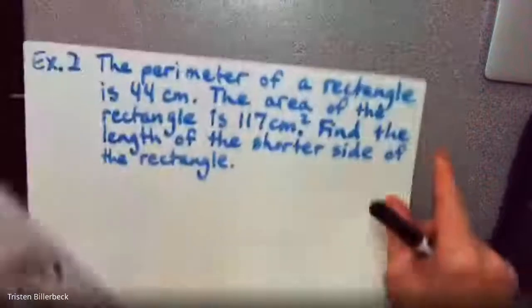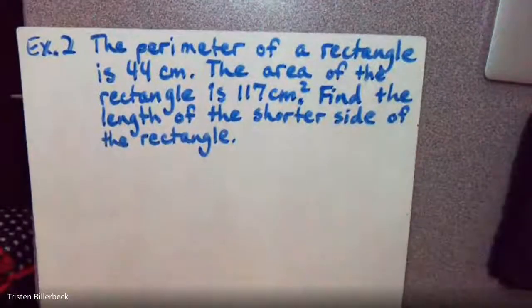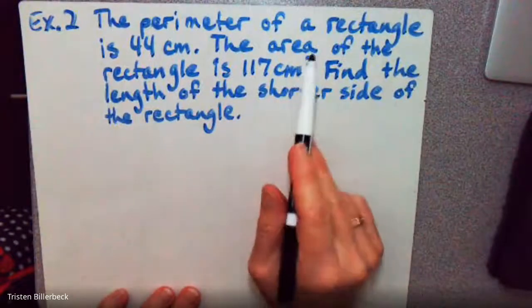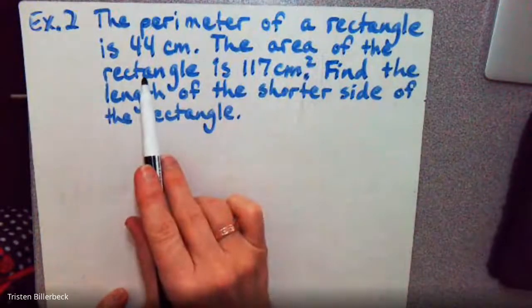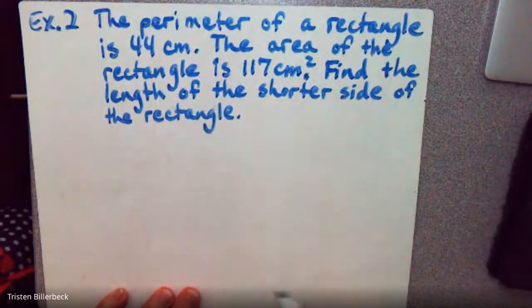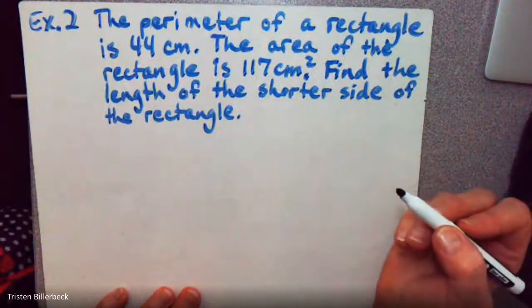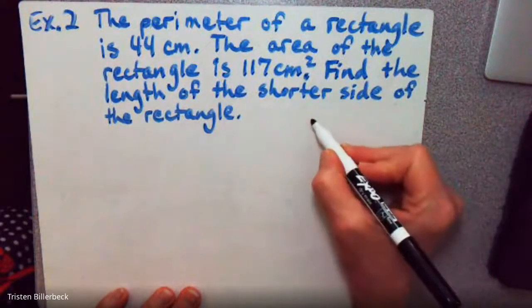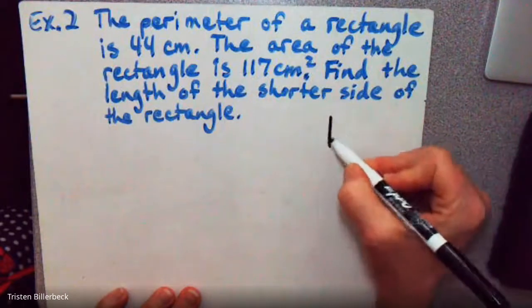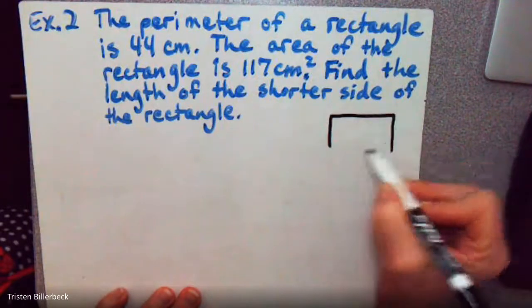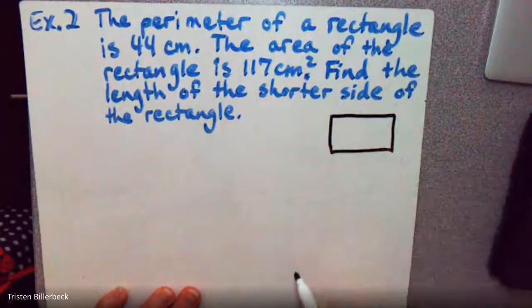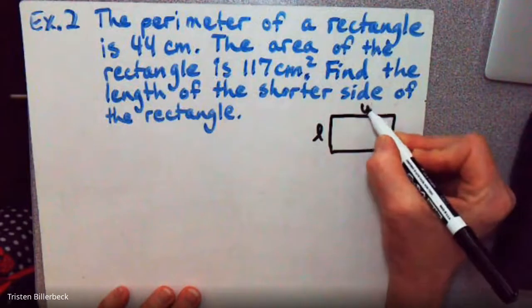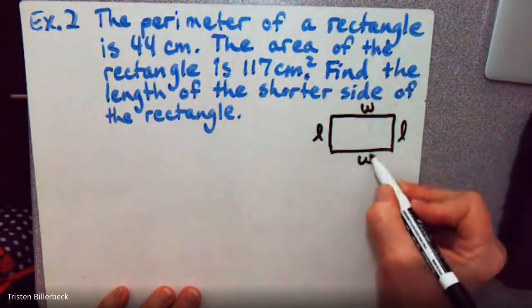All right, let's look at a different problem. The perimeter of a rectangle is 44. The area of the rectangle is 117 centimeters squared. Find the length of the shorter side of the rectangle. So let's take a look. Remember, we want to draw pictures as much as we can when given geometric problems like this. So we have a length, a width, a length, a width.